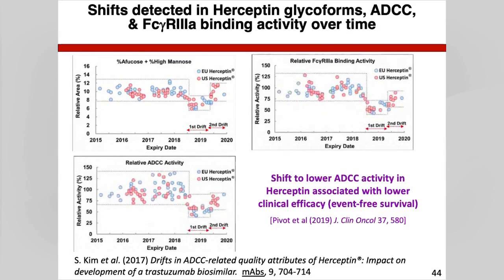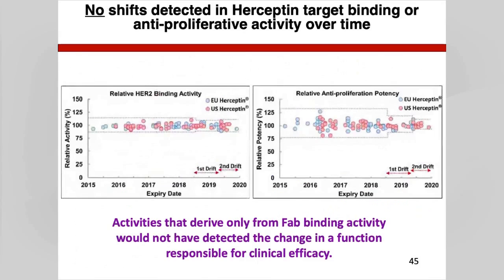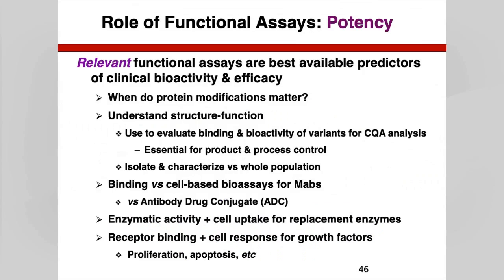This is exactly what we do not want to happen. We don't want to have unexpected changes in clinical safety or efficacy profile. This brings us to the important point: how do we know the relationship between structure and function? Well, we study function. And we do this through a variety of methods, including potency assays. So relevant functional assays are, to date, the best available predictors that we have for determining what the clinical activity and efficacy profile is going to be.